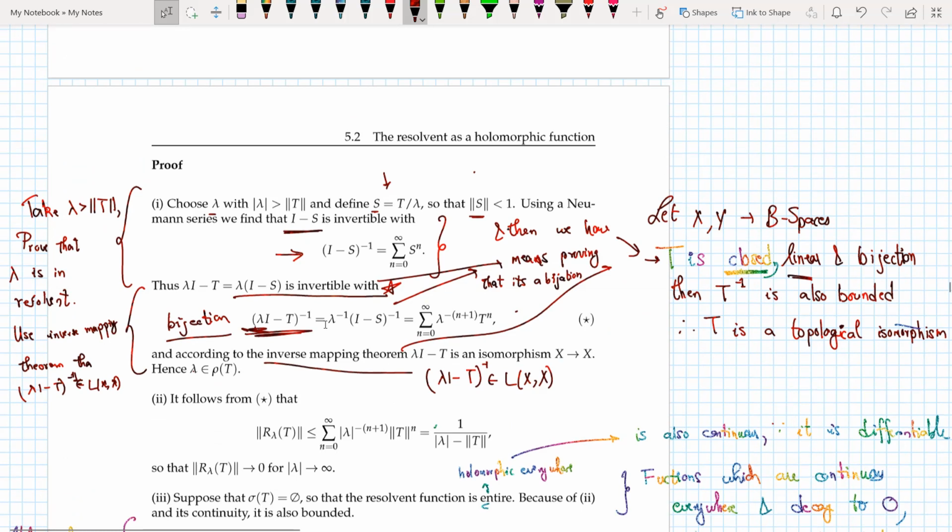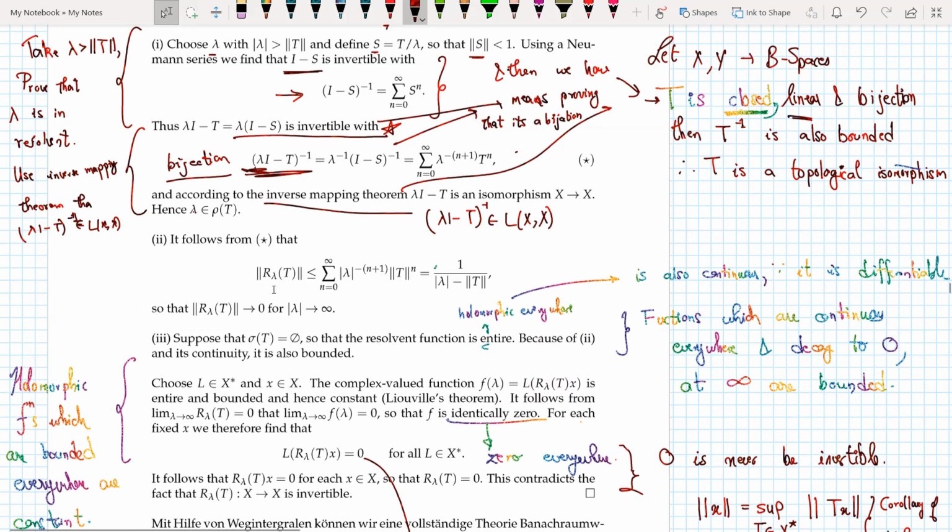And next we see that I know that R lambda T can be represented like this. And of course this is a geometric series, so I can calculate it using the formula. And if I substitute lambda, as lambda tends to infinity, then I can see from this equation that the norm of R lambda T also goes to 0.